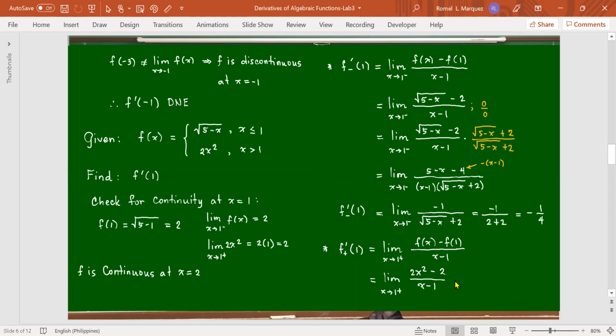What is this, guys? This is equal to the limit as x approaches 1 from the right. What is left? Factor out 2, we get the remaining factor x squared minus 1. So it has a factor of x plus 1 and also x minus 1, no? So cancel with this. So getting 2 times x plus 1. Am I right, guys? Guys, what's the limit? 4. Okay? Guys.